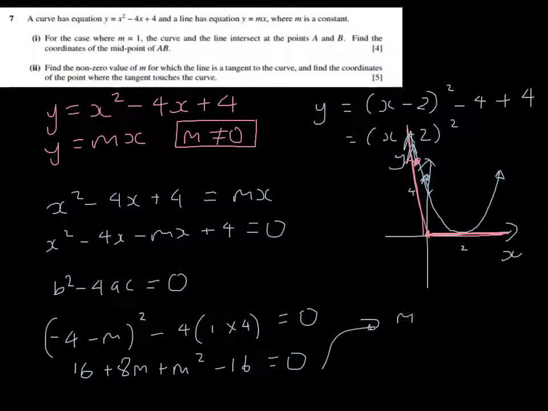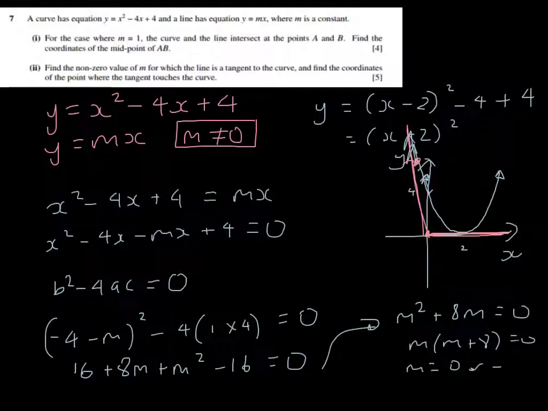So we get m squared plus 8m equals 0. So m times (m plus 8) equals 0. So m equals 0 or negative 8. And we know that it's not 0 because that was this one here, which we don't want. So it must be negative 8. So the gradient there is negative 8.